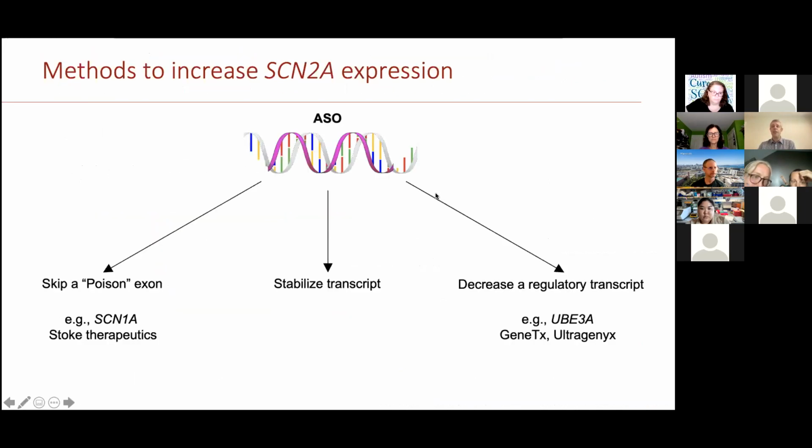In terms of the other approaches of trying to stabilize transcripts and decrease regulatory transcripts, those will require a little more searching. This middle one's very new, and I'm still learning about how that might be applied to SCN2A. The one on the right, I have a couple of ideas about, but it's a more complicated screen than the poison exon. So we're starting there because it's the easiest one and because there's a very clear precedent of it working.